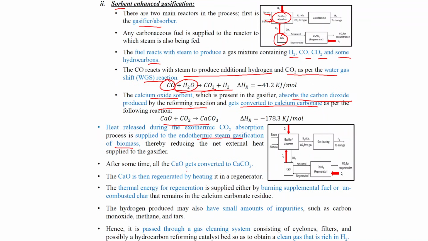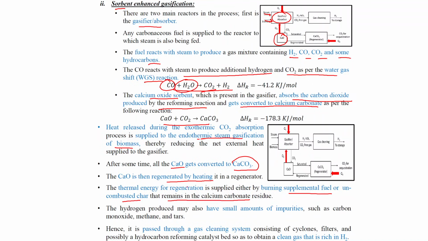Okay, so after some time, when this calcium oxide gets converted to calcium carbonate, this calcium carbonate is regenerated by heating, and after regeneration it converts into calcium oxide, which can be used for the next cycle. The thermal energy for regeneration is supplied either by burning supplemental fuel or uncombusted char that remains in the calcium carbonate residue. Okay, so some amount of char is also there.